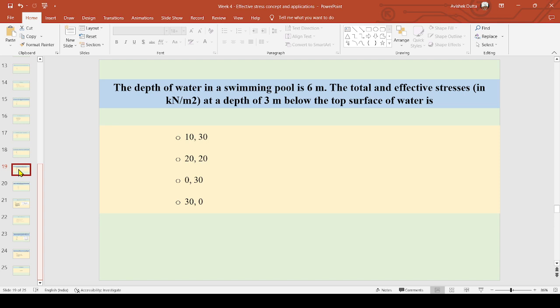The options are total and effective stress. The first one is in the first place, the second one in the second place. That is 10, 30, where 10 is the total stress and 30 is the effective stress. The options are 10, 30; 20, 20; 0, 30; or 30, 0.